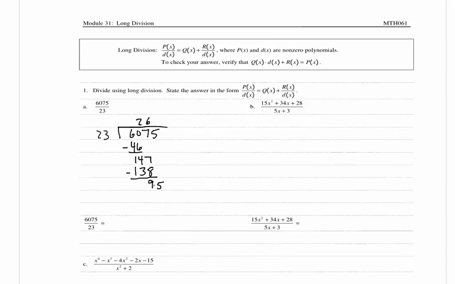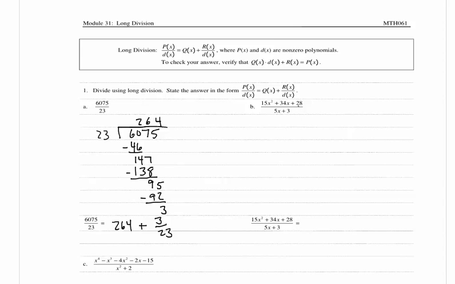And now we need to determine how many times 23 can go into 95. And that's going to be 4 times. 4 times 23 is equal to 92. And now we'll do our subtraction. So we have a remainder of 3. If we want to write 6,075 divided by 23 in the form they're looking for, we're going to write our quotient, which was 264, plus our remainder over our denominator. And our remainder was positive, so we're going to have plus 3 over 23.